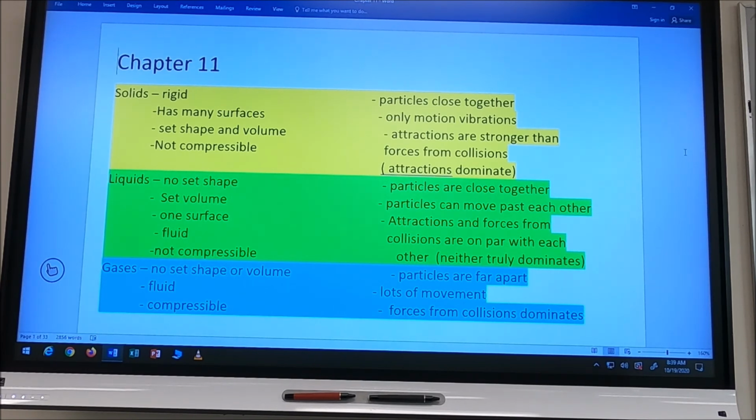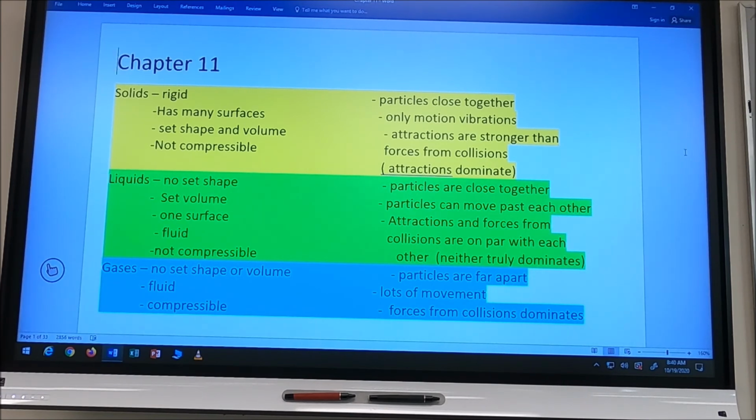In the liquid phase, there's no set shape. There's a set volume. You have one surface. The liquid's going to fill the container up to the volume it's going to occupy. It's considered a fluid and it's not compressible. So the particles are still close together, but maybe not quite as close together as they are in the solid phase. The particles move past each other. Attraction and forces of collision are on par with each other. So neither one truly dominates. They just kind of hold together and they move past each other.